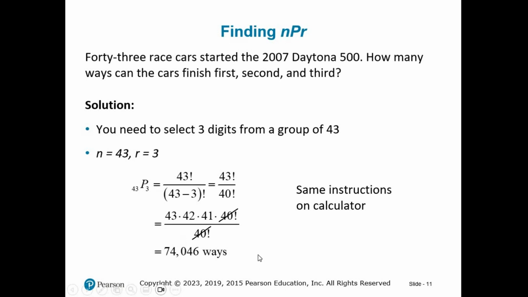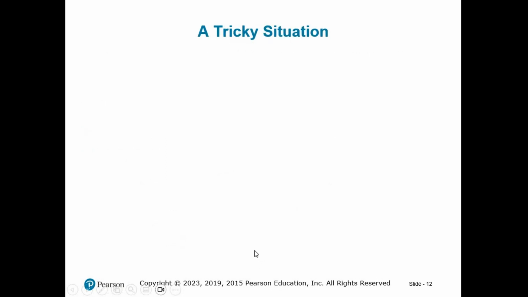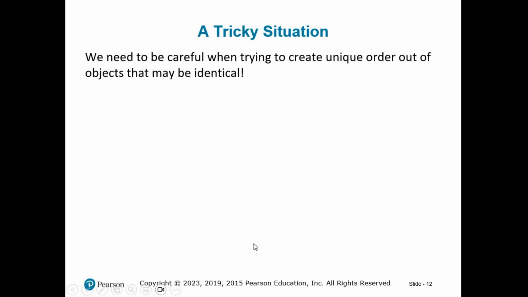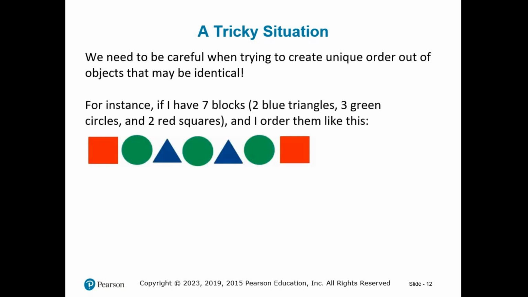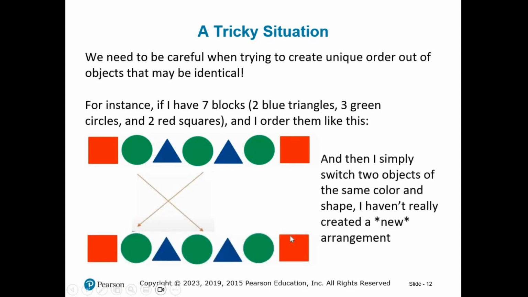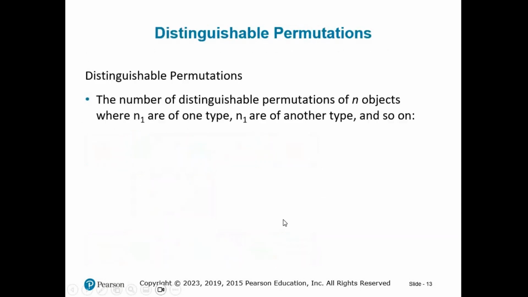There is a situation within permutations that is kind of tricky, and that is when we're trying to create a unique order out of objects, but some of them are identical. For instance, if I have 7 blocks, 2 blue triangles, 3 green circles, and 2 red squares, and I order them like this, and then I simply switch 2 objects of the same color and shape, I haven't really created a new arrangement. So I need a way to handle this. It's called distinguishable permutations. Mathematicians have thought of a name for everything, haven't they?